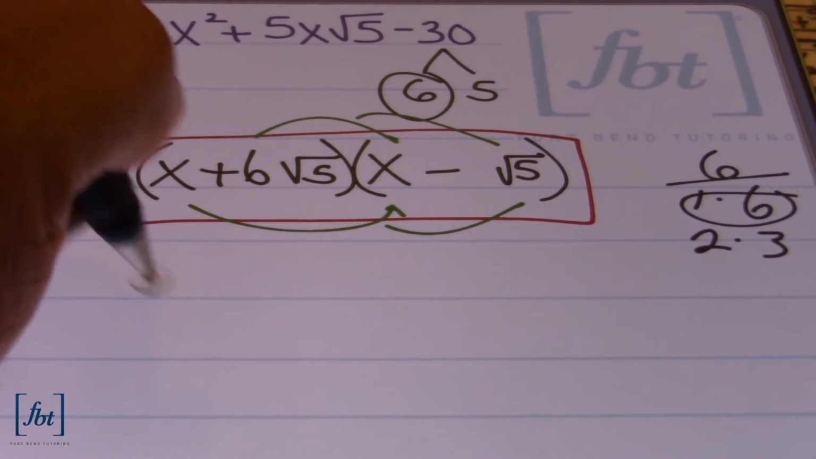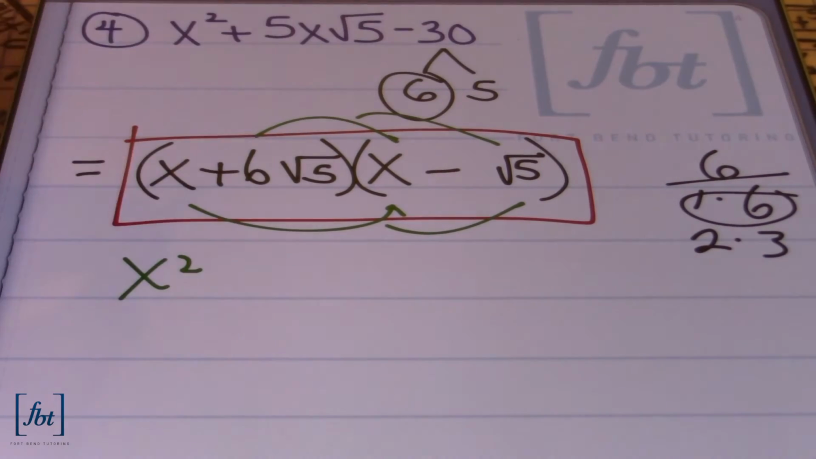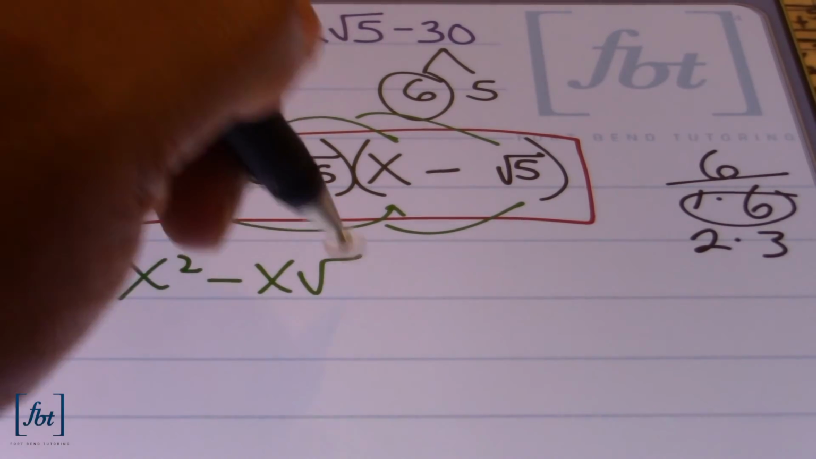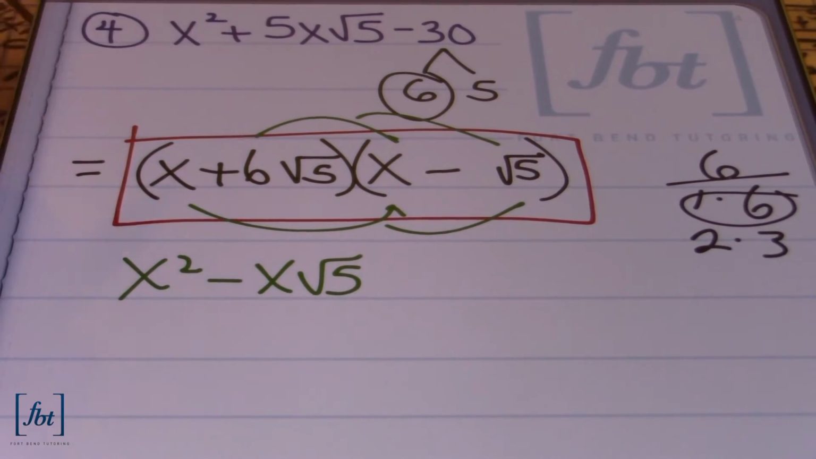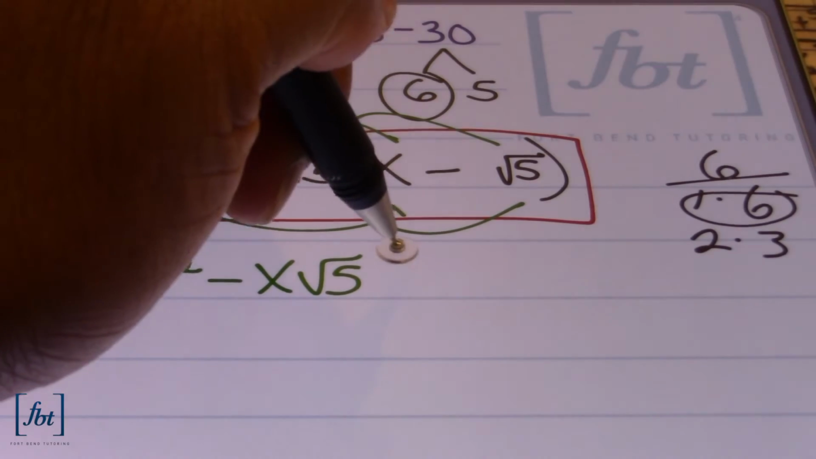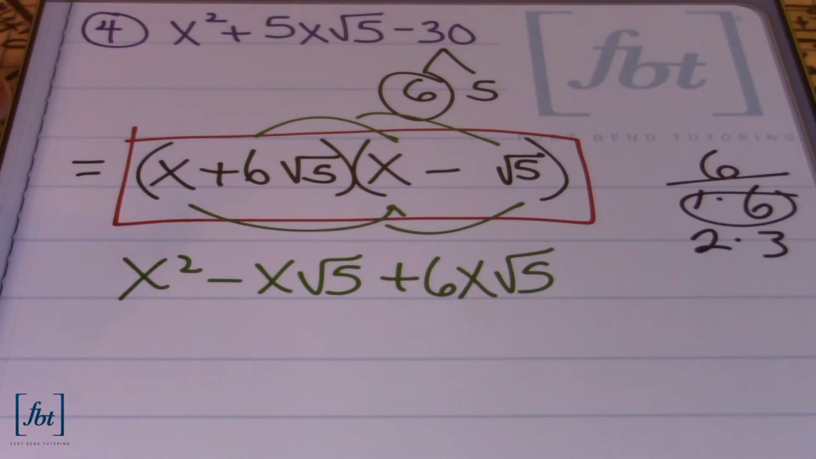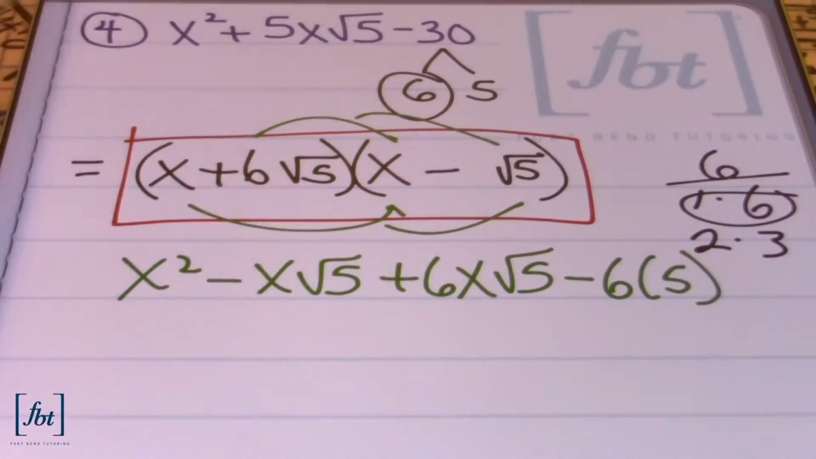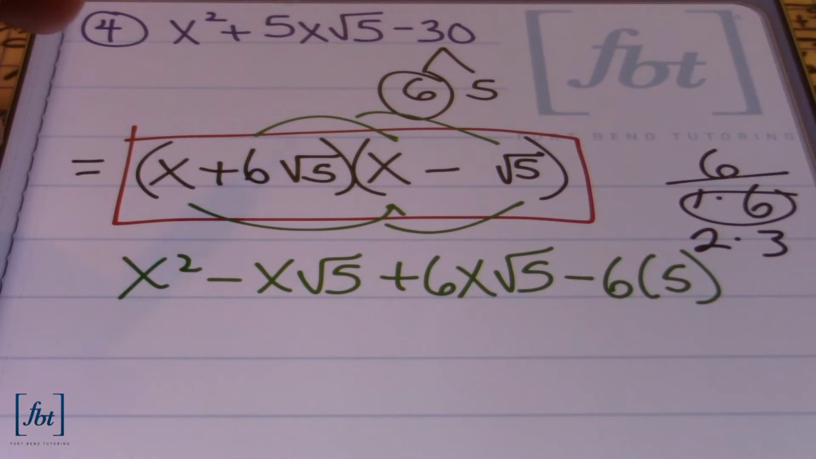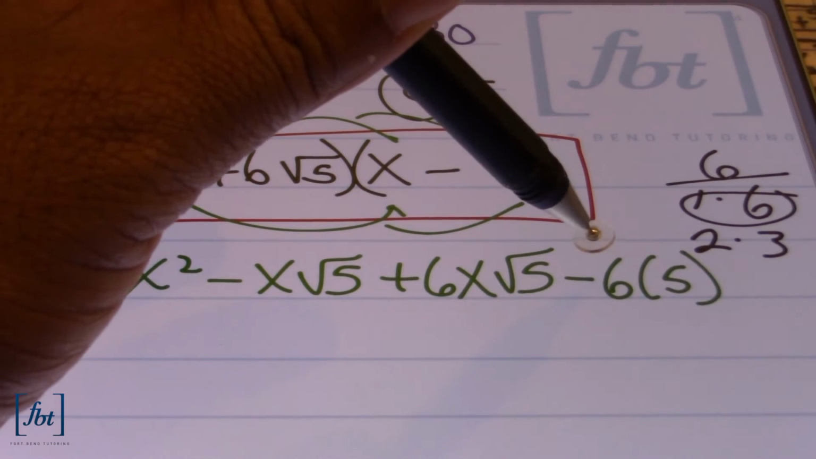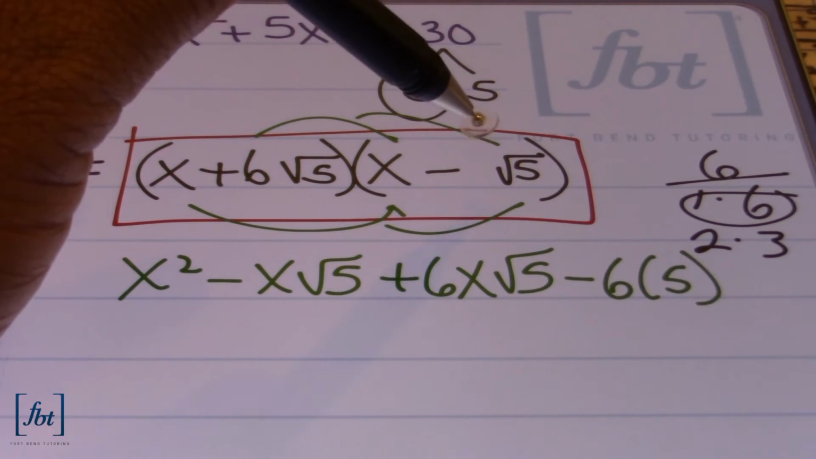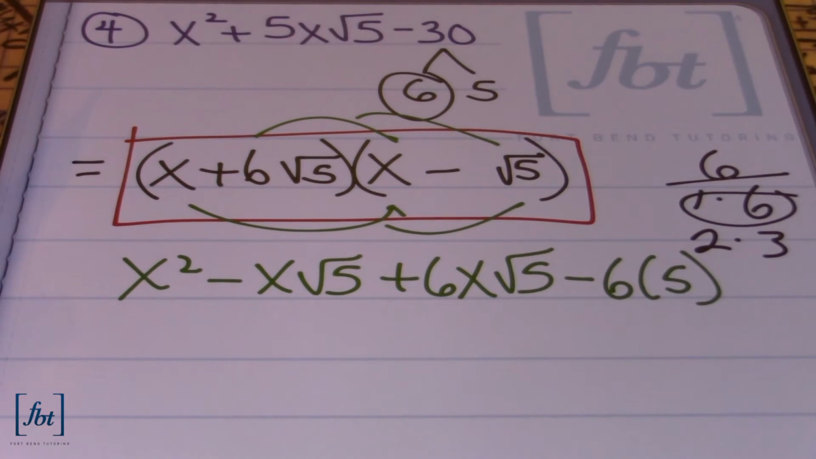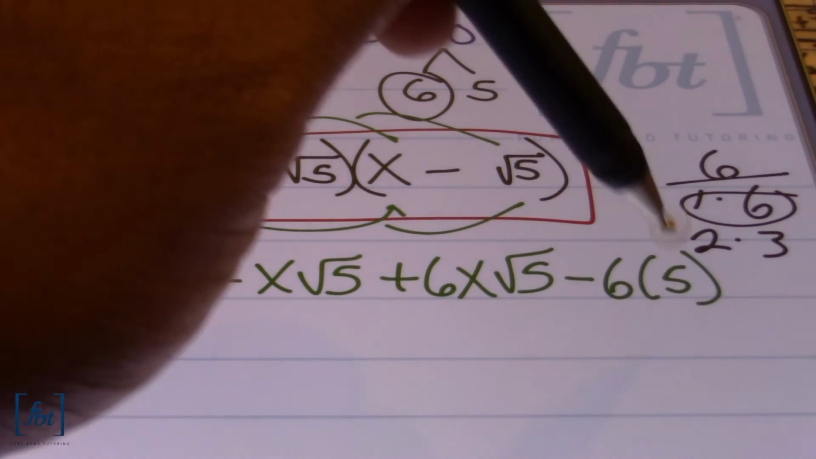X times x is x squared. X times negative square root of 5 is negative x square root of 5. Positive 6 square root of 5 times x is going to be a positive 6x square root of 5. And then 6 square root of 5 times negative square root of 5 will give you a negative 6 times 5, because 6 times negative 1 is negative 6. But then square root of 5 times square root of 5 is the square root of 25, and the square root of 25 is 5. That's how we got the 5 right here.